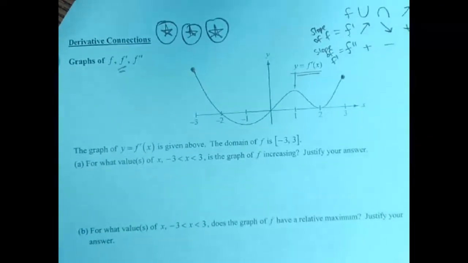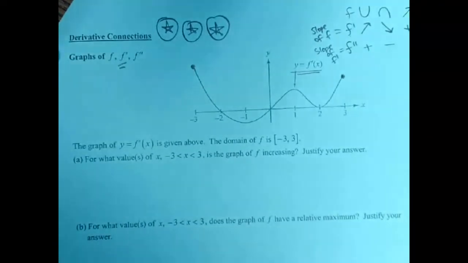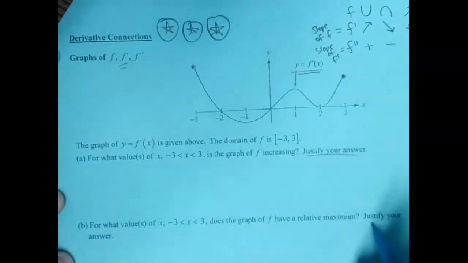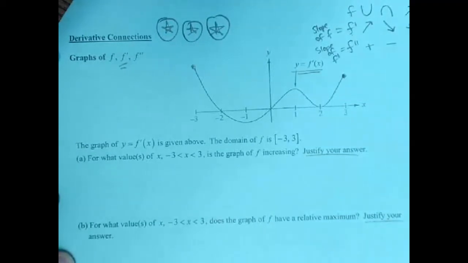Okay, here we go. Again, it gives me the graph of f prime. For what values of x is the graph increasing? It asks for increasing. We're going to do decreasing as well. So for what values of x is f increasing? And of course, always do your justifications. All these points just say justify, so make sure you do your justifications.